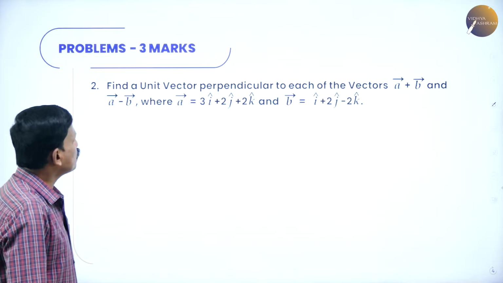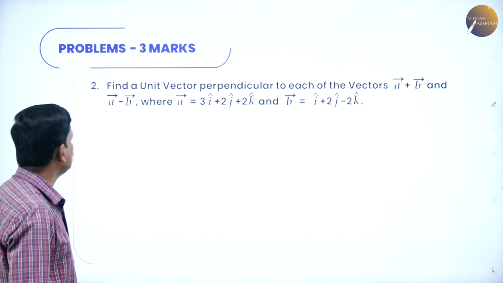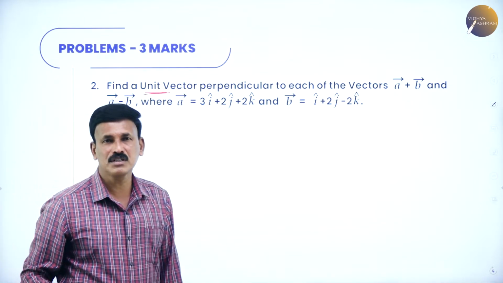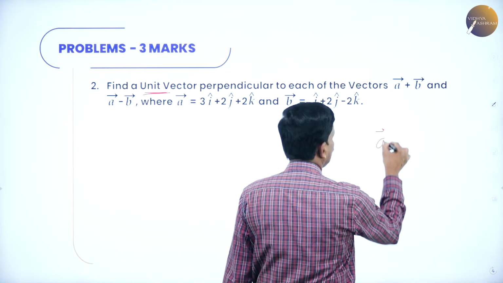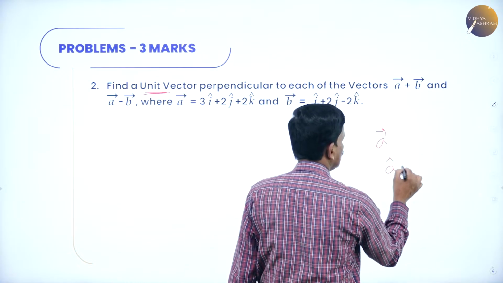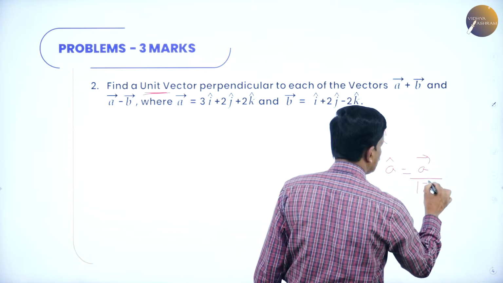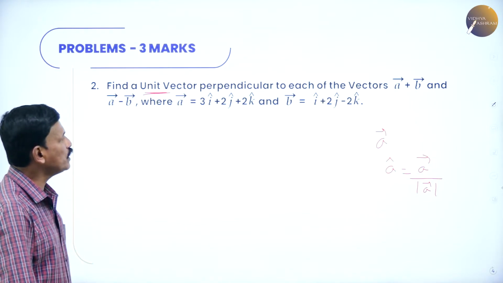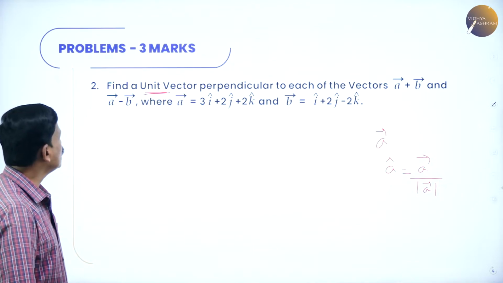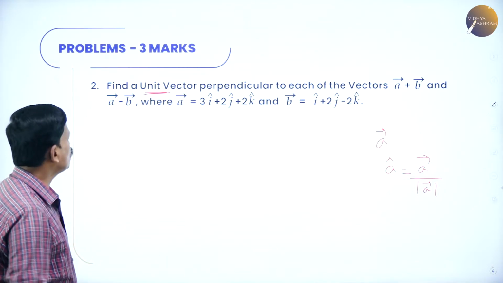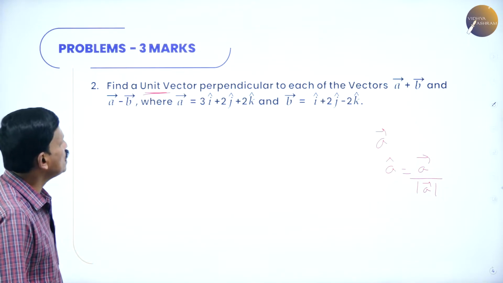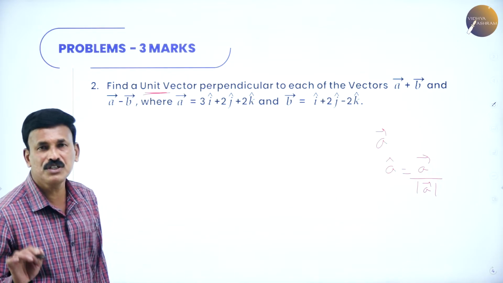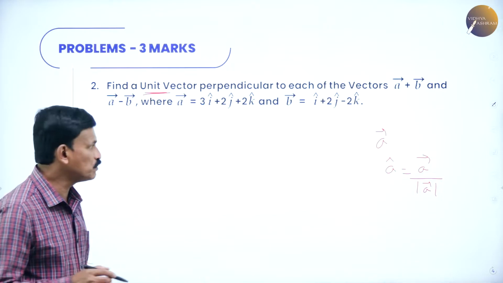Find a unit vector perpendicular to each of the vectors a plus b and a minus b. Find a unit vector. You know the unit vector: if a is any vector, then the unit vector of this is denoted as a cap, equal to vector a divided by its own length. This is for the vector a. Now, what is required to find? Find a unit vector perpendicular to vector a plus b and a minus b, where vector a is equal to 3i plus 2j plus 2k and vector b is equal to i plus 2j minus 2k cap. Now, let us find out first a plus b and a minus b.